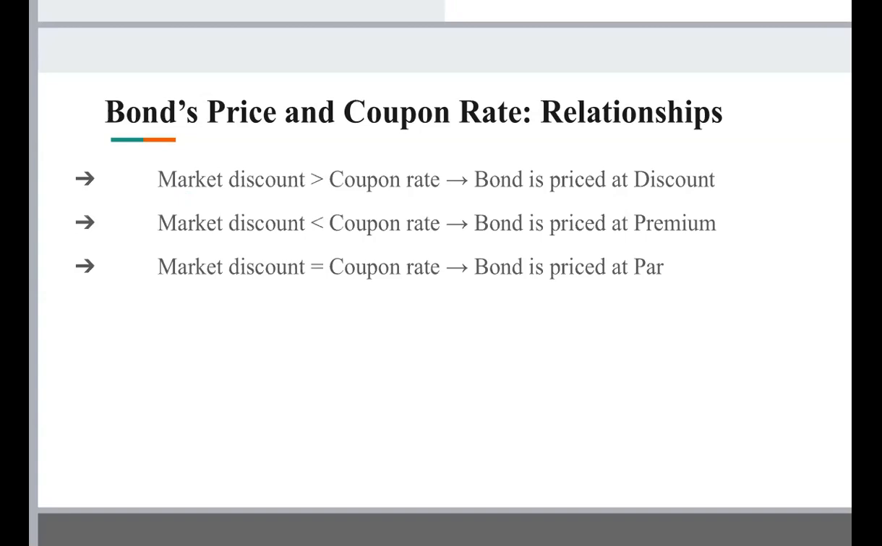When one purchases a bond, if the market discount rate goes up, the bond price declines. If the market discount rate goes down, the bond price goes up. So there's an inverse relationship between the bond's price and yield. We'll discuss that in the next LOS.